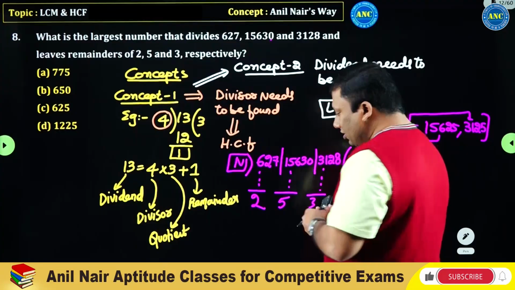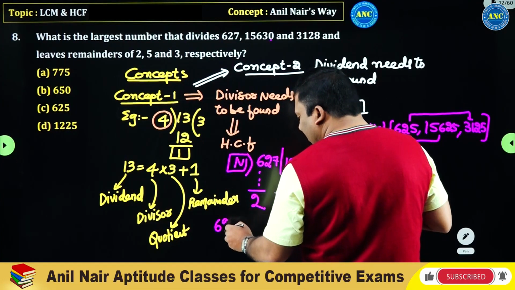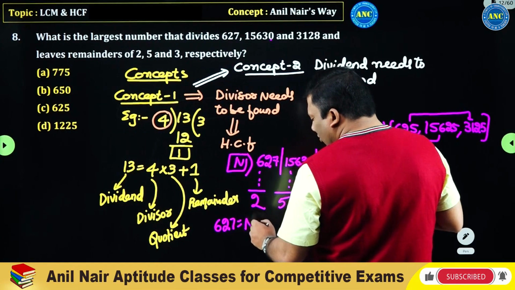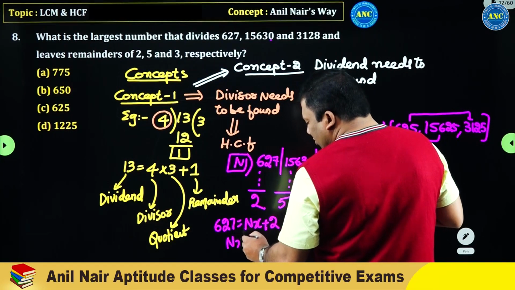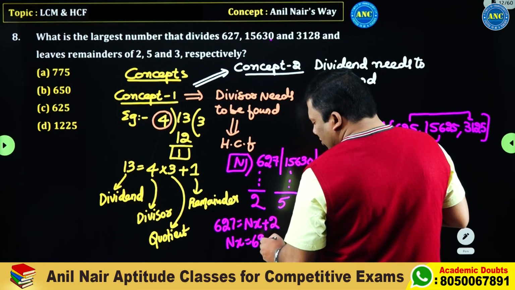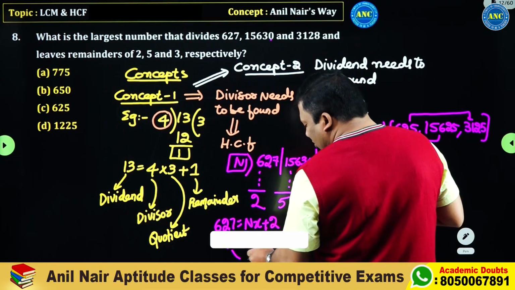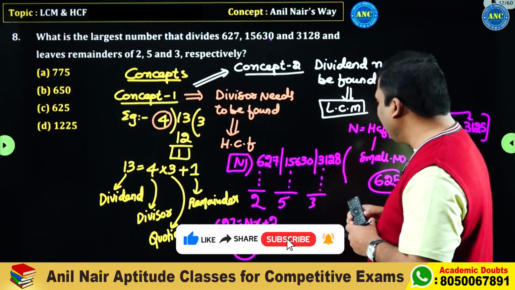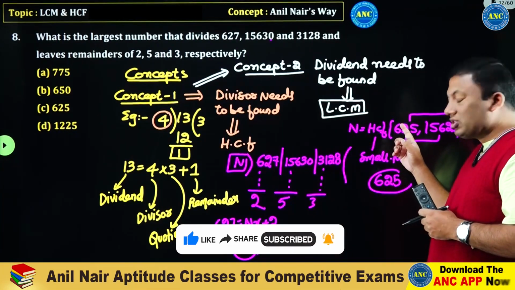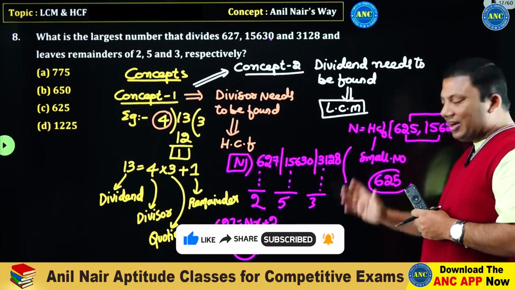Now the question is, sir, why do we need to subtract the remainder from this value? See this equation: 627 will be n into some number plus 2. So n times x will be 627 minus 2, which is 625. That means n should be a factor of 625. Since it is a factor, I will get the HCF.